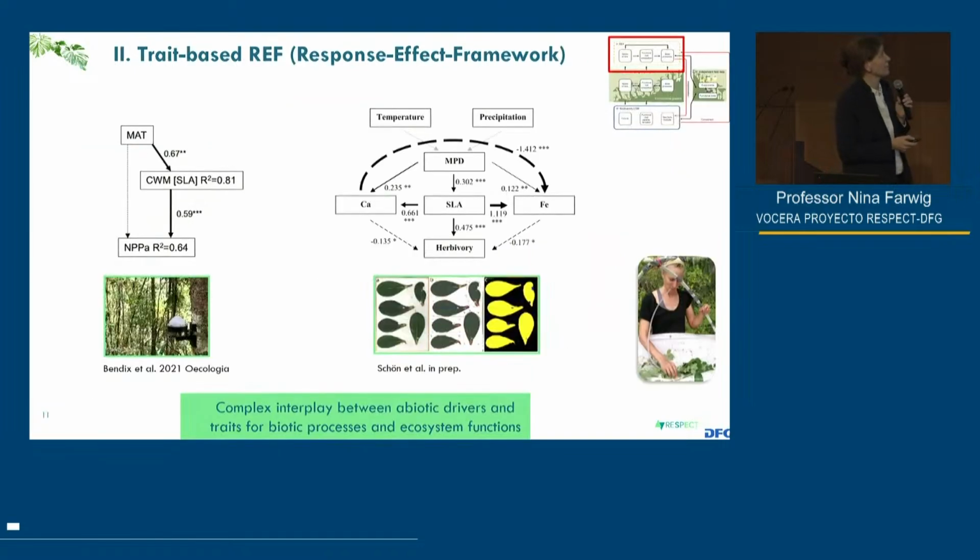So what we could show, for instance, for the mountain rainforest is that regarding the trait-based response effect framework, mean annual temperature is having an indirect effect, similar to what you have seen this morning in these structural equation models, through the specific leaf area on the net primary production above ground.